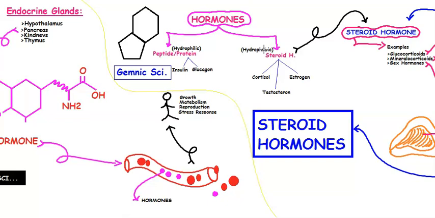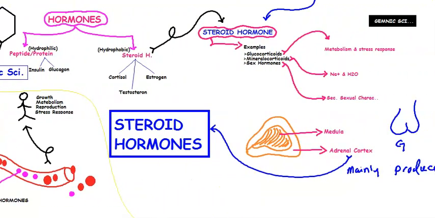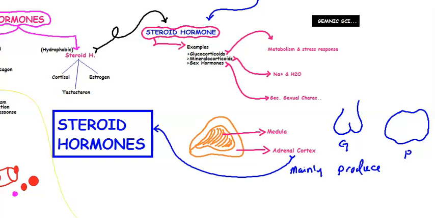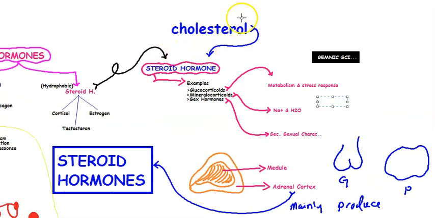So let's go deeper and look at what the steroid hormones are. When we say steroid hormones, they are mostly derived from cholesterol, and here we have it on top of the screen. And they are mainly produced by the adrenal cortex.